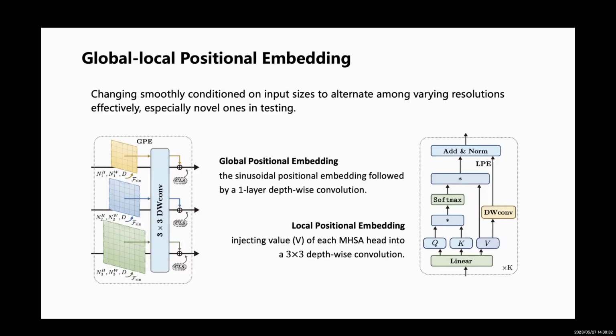Furthermore, we propose a global local positional embedding strategy to bridge the resolution gap among a broad range of scales. The global and local positional embeddings change smoothly conditioned on input sizes to alternate among varying resolutions effectively, especially novel ones in testing. The global positional embedding is composed of a sinusoidal positional embedding followed by a one-layer depthwise convolution. We incorporate local positional embeddings into the multi-head self-attention blocks. Specifically, we inject the value of each head into a 3 times 3 depthwise convolution.